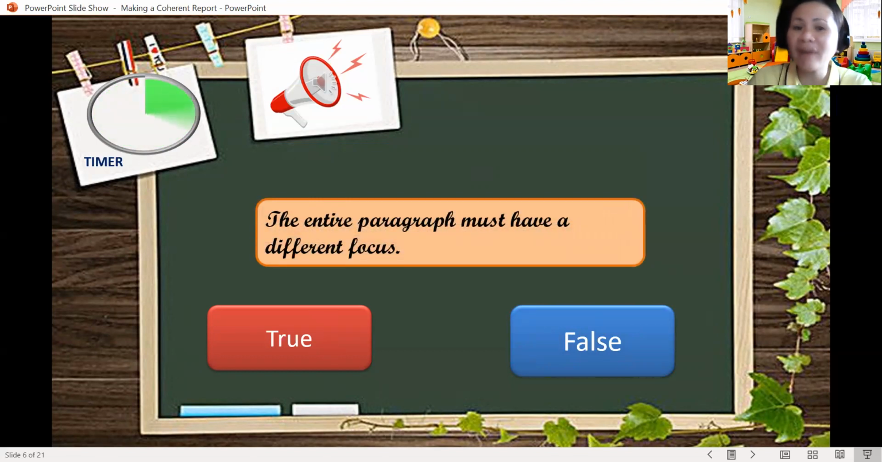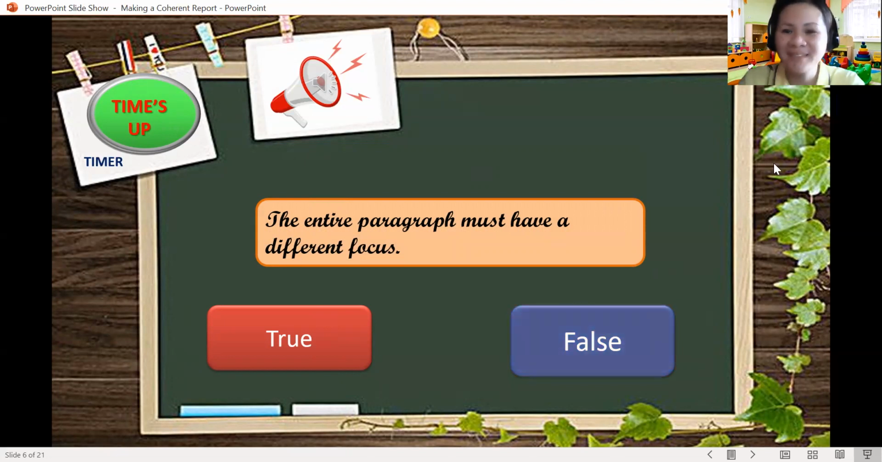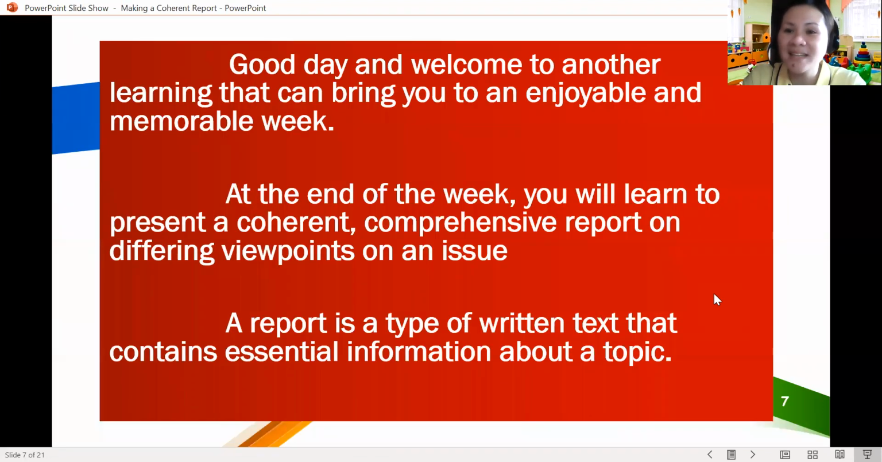The entire paragraph must have a different focus. Time is up. What is your answer? Oh, yes, it is false. Thank you, class. You got it perfectly. So let us proceed now to our lesson.